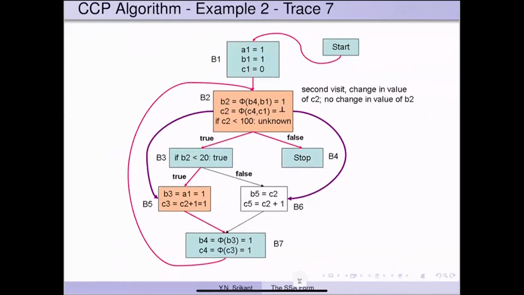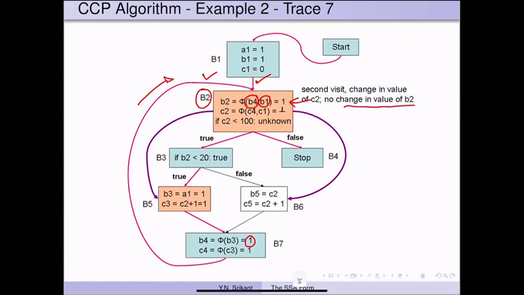So in the second visit for B2, this block B2, both these are present. It is not that there is only one which is present. So it so happens that the value of B4 is 1. So along this direction also, along this edge, B4 gets 1, and B1 was already 1. So the value of B2 does not change. There is no change in the value of B2.